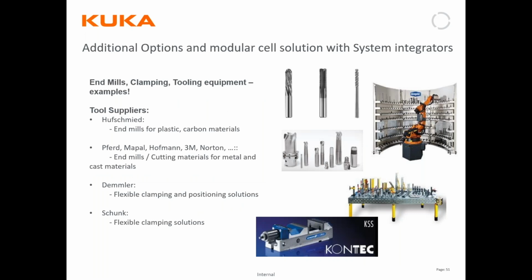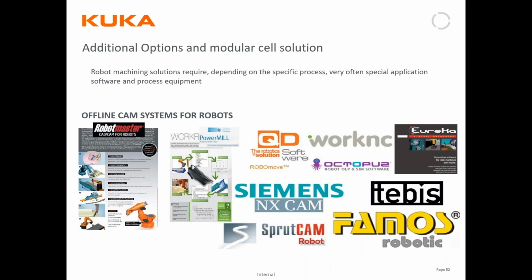Some additional options and modular cell solutions come with system integrators. We have some suppliers for tools for the end mills, and certain flexible clamping solutions are also available from Daimler and Schunk. There are certain offline CAM systems which are available for the robot. We have RobotMaster, PowerMill, Octopus, Tebis. These are all tried and tested versions. They have the capability of generating an NC code for a KUKA robot.